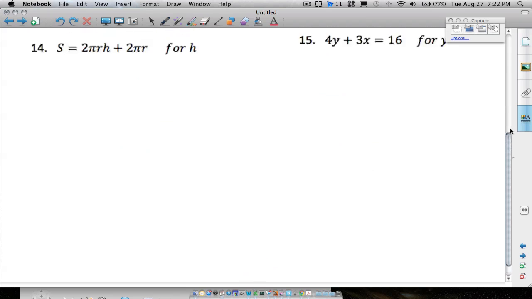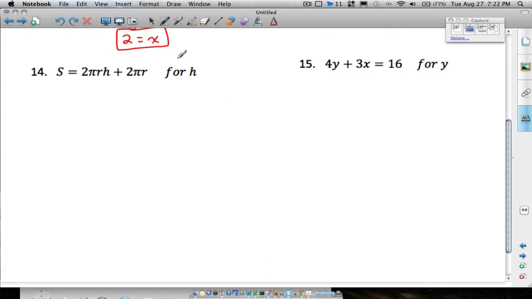All right, this next one, solving for h. You're trying to get that by itself. So we need to move this 2 pi r, but we got to wait on that. Think of that as just being some number, big number. 2 pi r is some number getting multiplied by h. We don't want to move that yet. We want to move this 2 pi r.